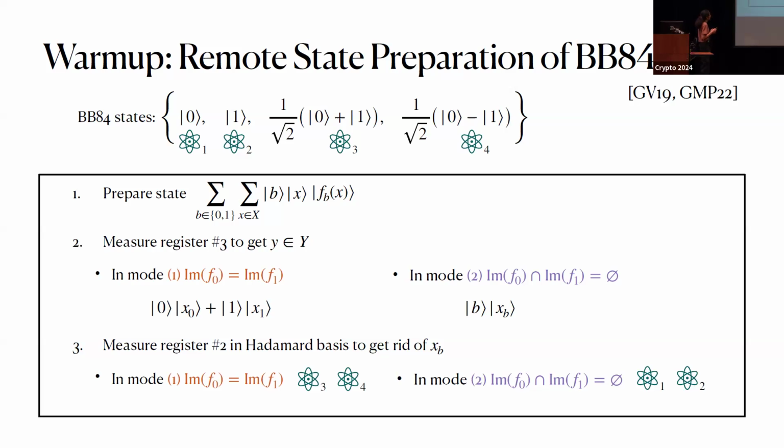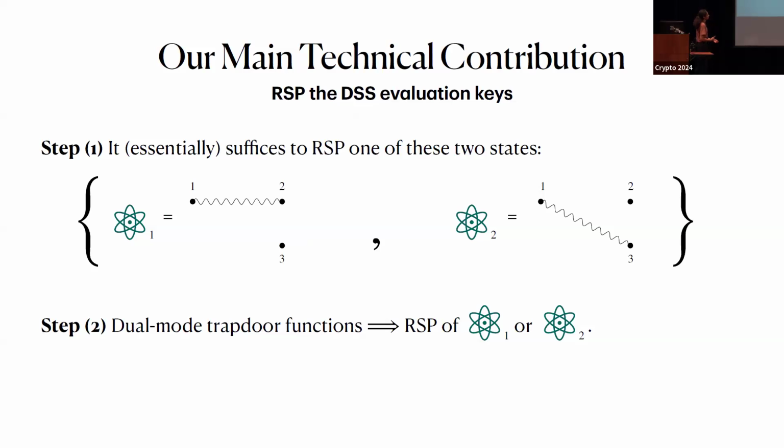And since, because of the security property of the dual mode trapdoor functions, the server is not able to tell which case it's in. Okay, but that was for the simpler family of BB84 states.